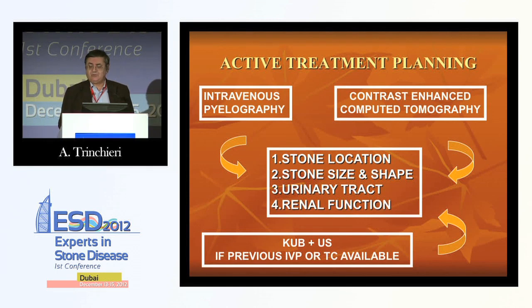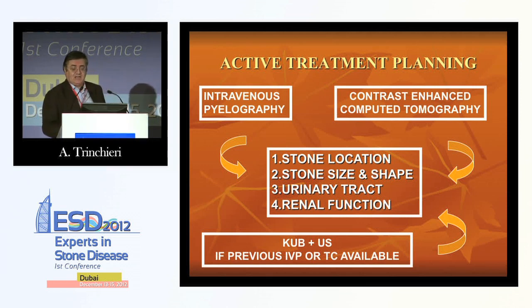What we have to know when we plan to treat a patient. We must know about the stone location, the size, and the shape of the stones, the condition of the urinary tract, and possibly also the renal function. As you can see, we have 3 options: IVP, tomography, contrast enhanced tomography in this case, and the association of ultrasound and plain X-ray.